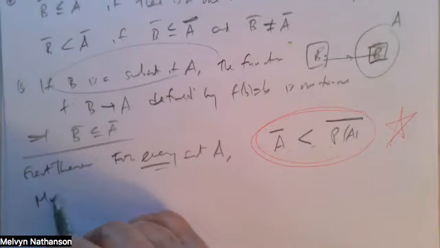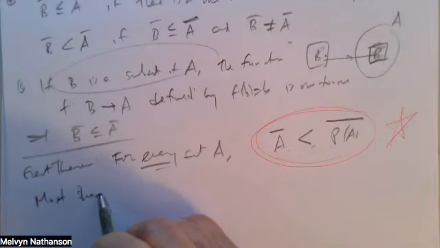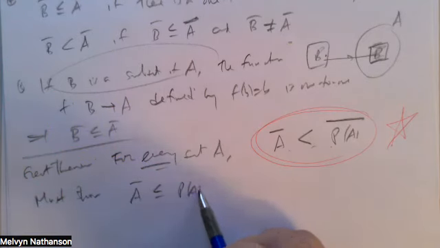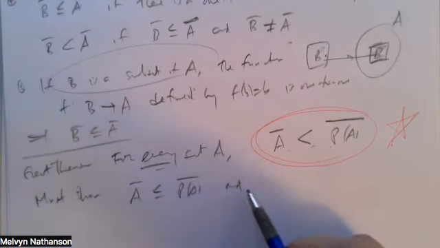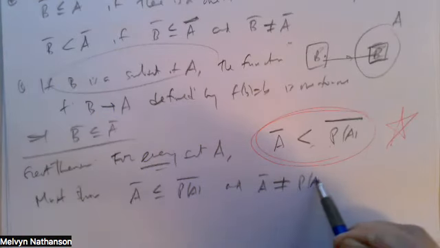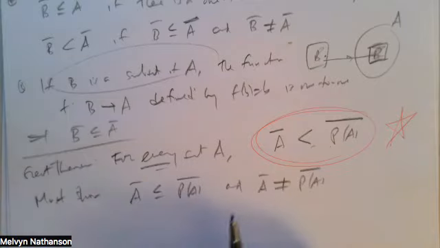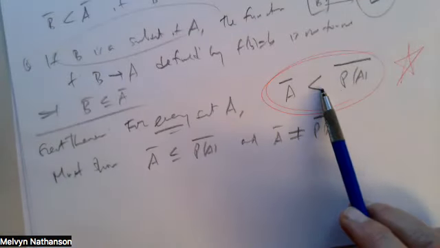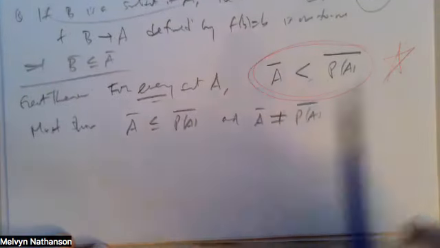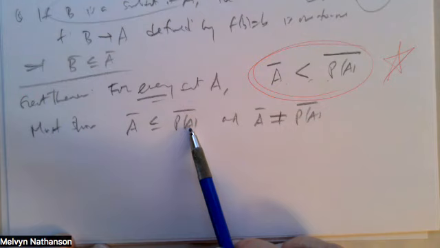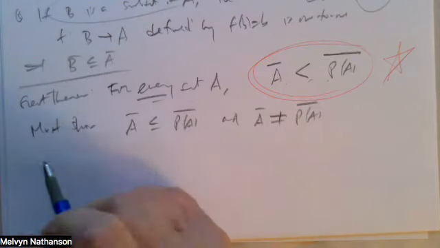So we must show that the cardinality of A is less than or equal to the cardinality of the power set of A, and that the cardinality of A is not the same as the cardinality of the power set of A. So those are the two things you have to prove to show strict inequality. To show that the cardinality of A is less than or equal to the cardinality of the power set of A is easy.